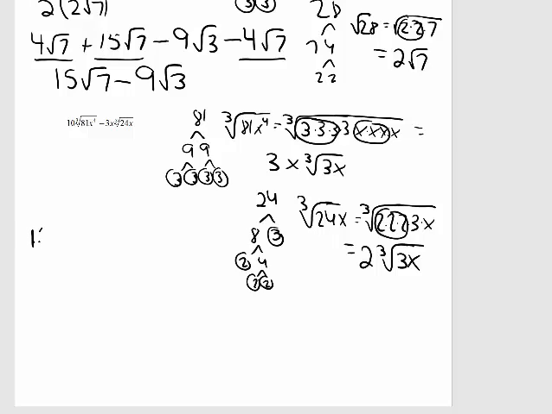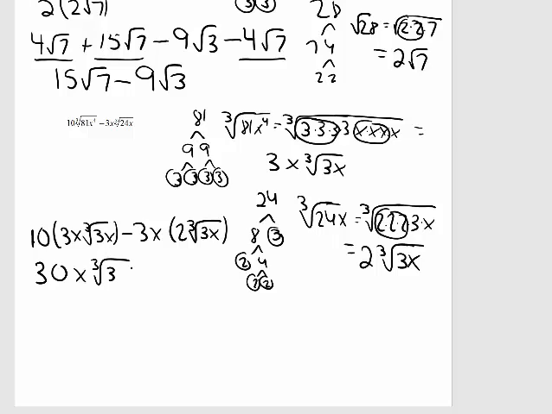So I've got a 10 on the outside. I will replace the first radical with 3x times the cube root of 3x, minus 3x times 2 times the cube root of 3x. So 10 times 3x is 30x times the cube root of 3x. 3x times 2 here is 6x, and that's times the cube root of 3x. These are now like radicals. They have the same index, which is 3, and the same radicand, which is 3x, so I can combine them. 30x minus 6x is 24x times the cube root of 3x.